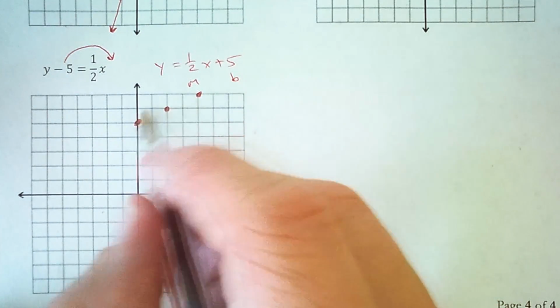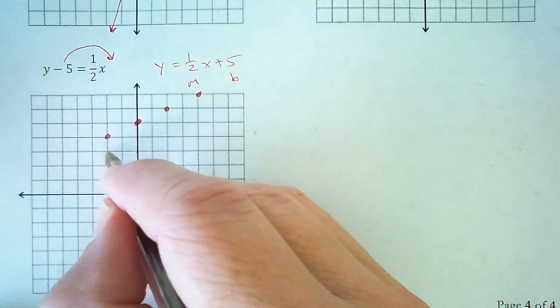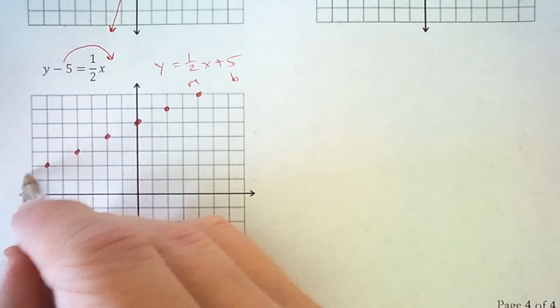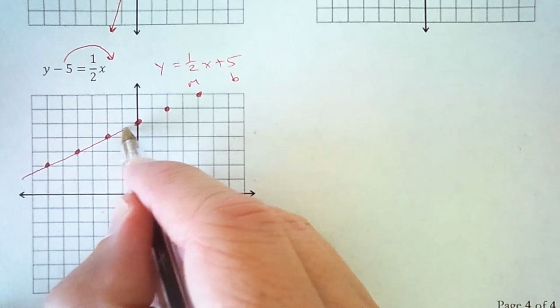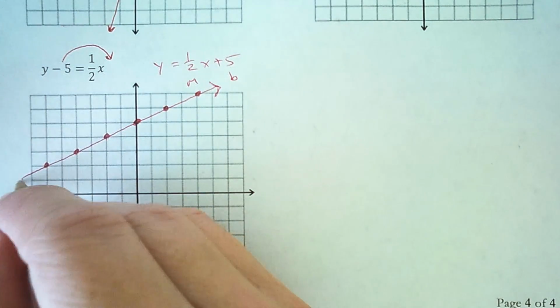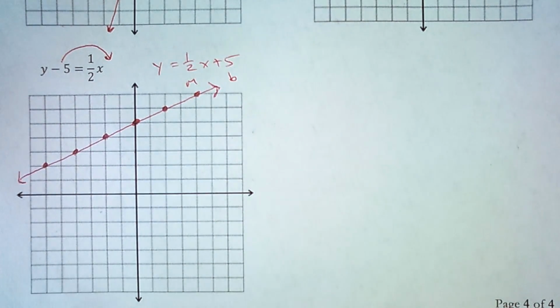And then the opposite of up and right is down and left. Down 1, left 2, as many times as I can. And then connect my points as neatly as I can, and I put arrows on both ends, and there is my graph.